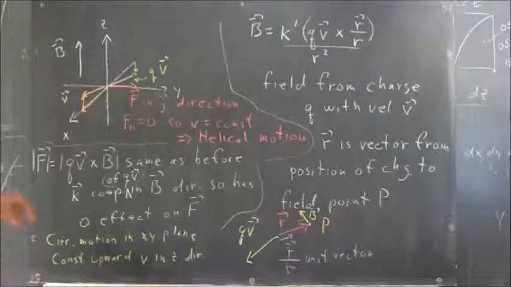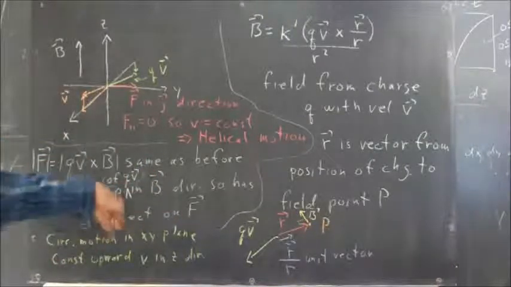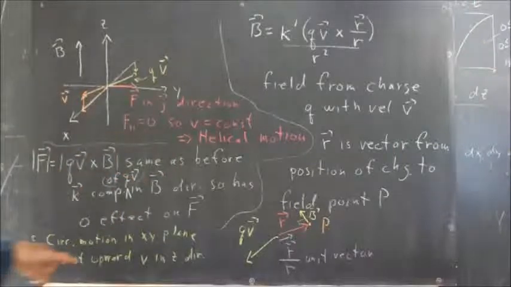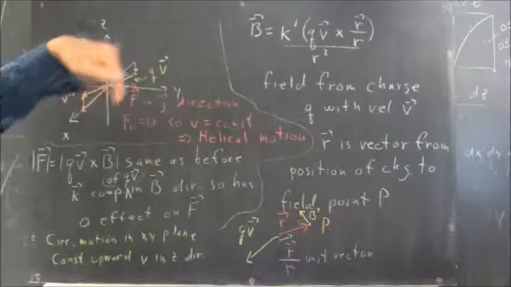So the result is circular motion in a plane parallel to the XY plane, with constant upward velocity in the Z direction, again giving you the helical motion.